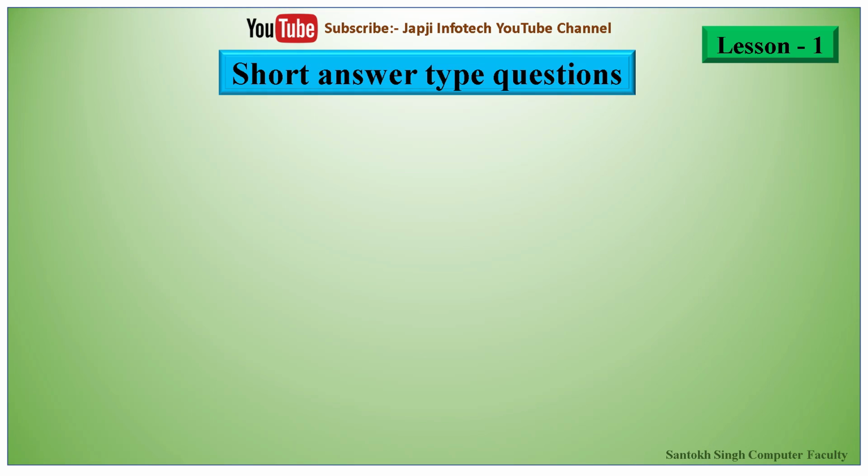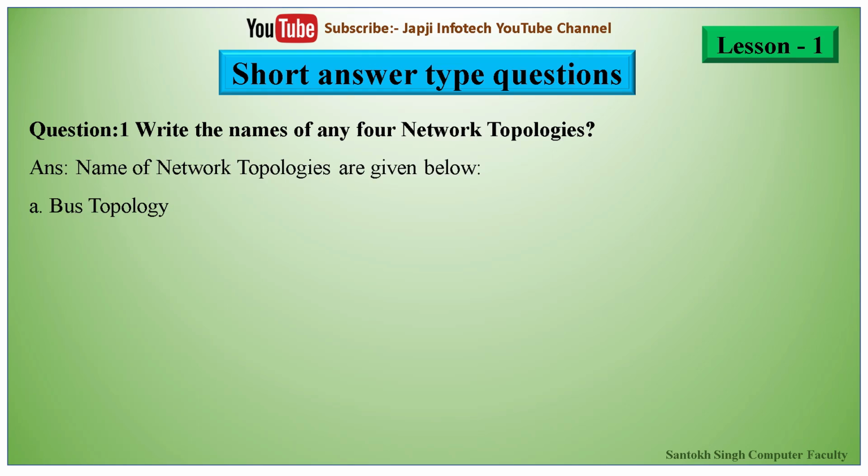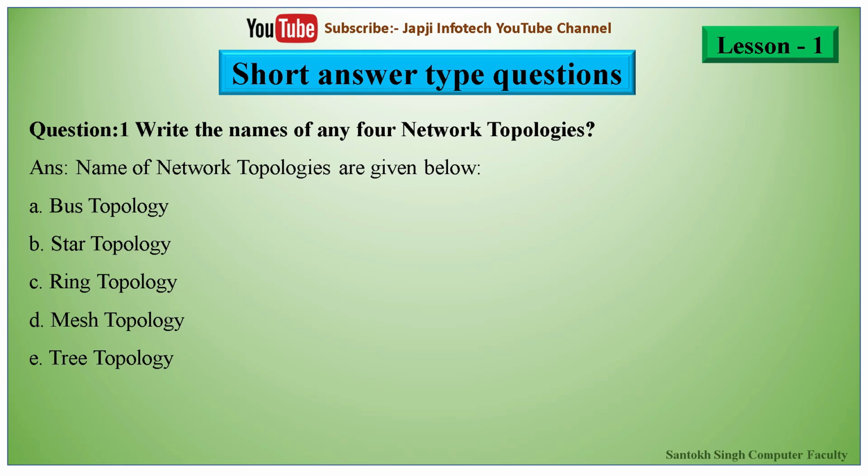Now we will learn about short answer type questions. The first question is: write the name of any four network topologies. The answer is: the names of network topologies are given below. The first one is bus topology, the second one is star topology, the third one is ring topology, the fourth one is mesh topology, the fifth one is tree topology, and the sixth one is hybrid topology.